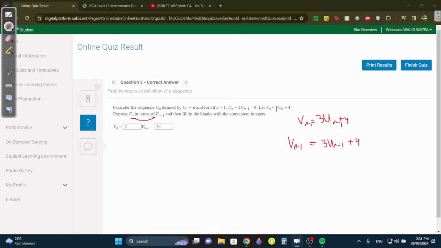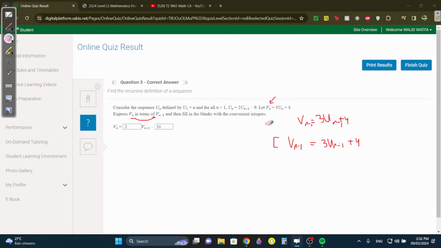Now, we need to make it so that this vn is equal to this vn minus 1. How do we do that? Let's see, what do we have to work with now? We have this vn minus 1. What do we have in this vn minus 1? We have this 3 un minus 1.